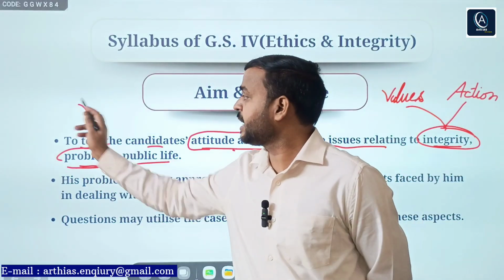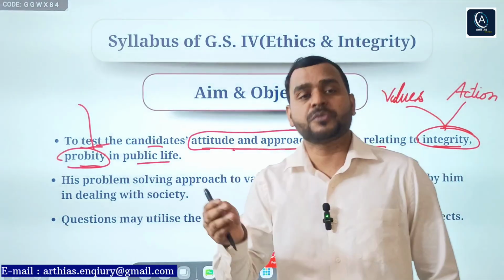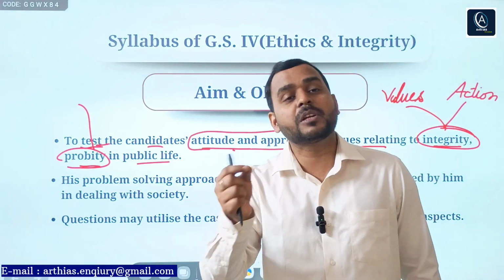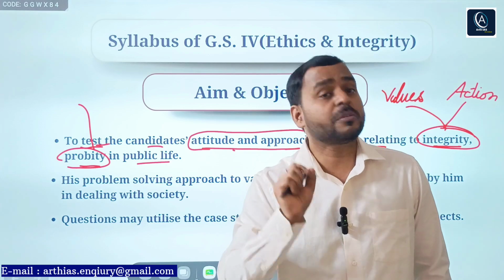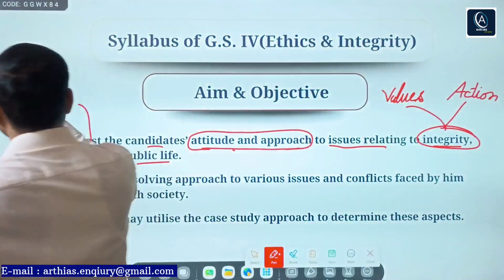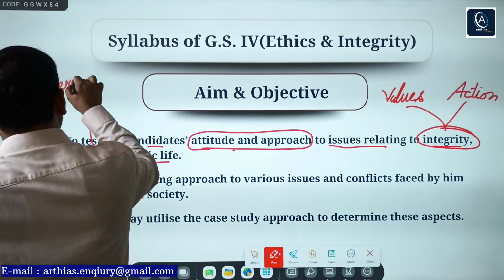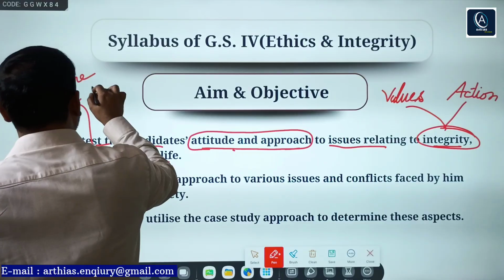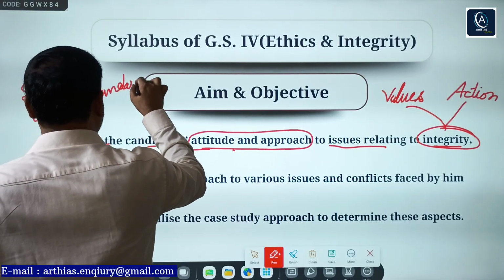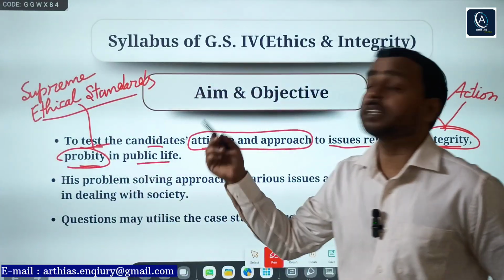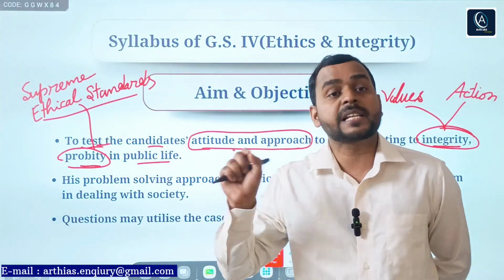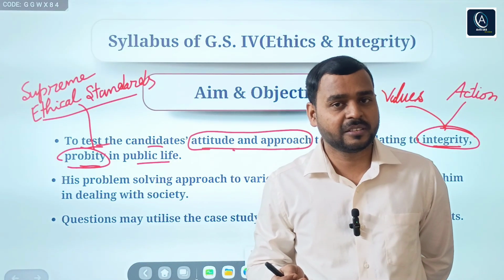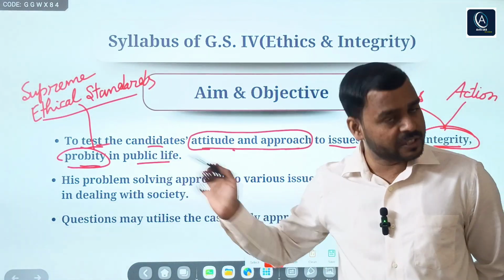Again, probity. What is probity? See, do not have confusion. Generally aspirants think that probity is honesty or the highest level of honesty. No, honesty is just an example of probity. Probity simply means supreme or highest ethical standards. And supreme or higher ethical standards means, for example, honesty, integrity. All these are examples of probity. So all these things are tested in this paper.